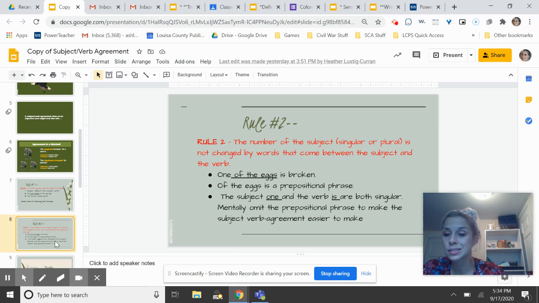Okay, of the eggs, that's a prepositional phrase. Subject is one, and the verb is. All that junk in between, it's noise. We don't need it. One and is, the subject, one, the verb is, they're both singular. So you can just mentally omit any of the junk, any of the prepositional phrases, anywhere a mouse can go, to make the subject-verb agreement easier to make.